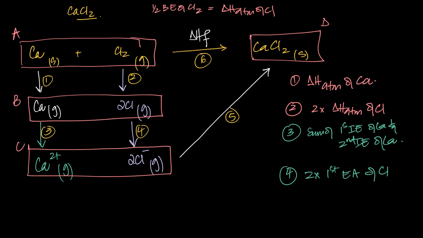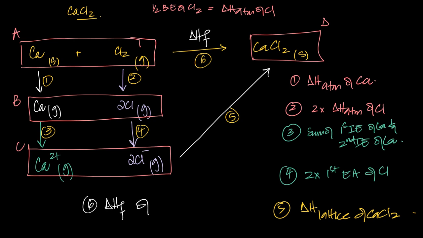And 5 can be defined as what? The delta H lattice of CaCl2. Yep. And obviously 6 is the standard enthalpy change of formation of CaCl2.